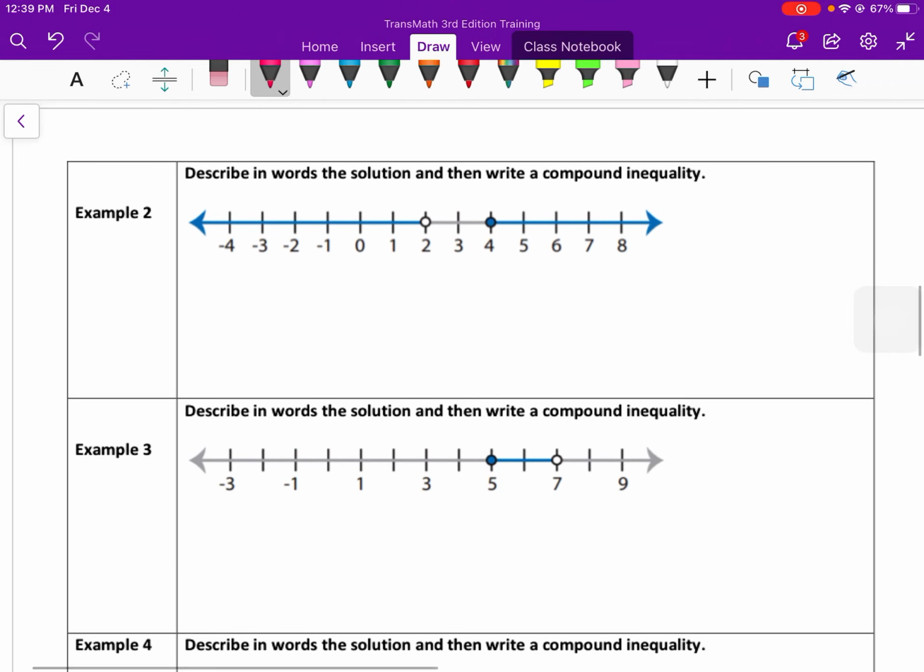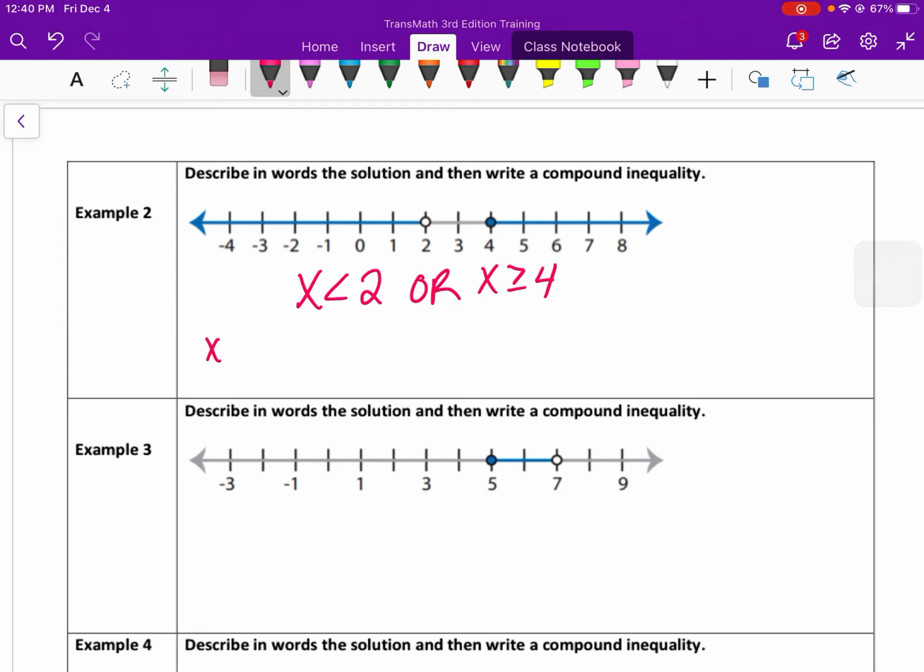So let's do a little practice. Describe in words the solution and then write a compound inequality. So if I look at this graph, first I start at 2 and then I'm going to the left. So this part of the graph represents all my x values that are less than 2. Then on this side I have a closed circle at 4 and then going to the right of 4.